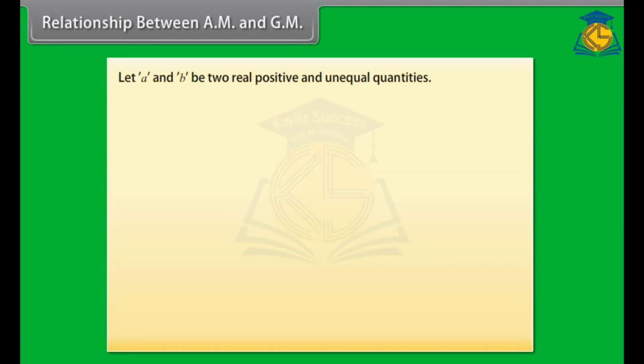Let A and B be two real positive and unequal quantities. Then, arithmetic mean is equal to A plus B divided by 2. Geometric mean is equal to square root of AB.